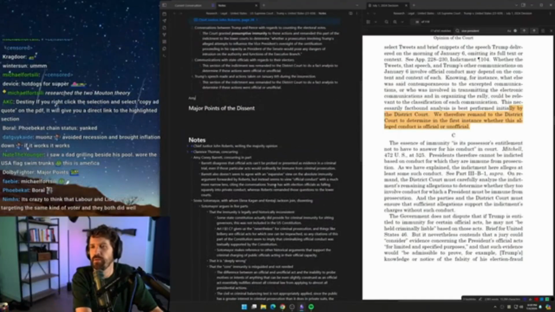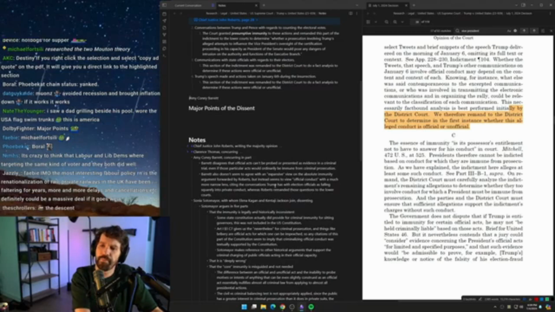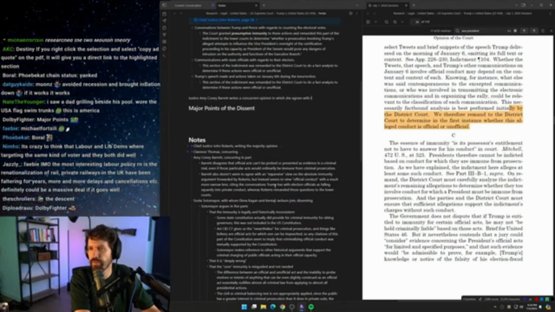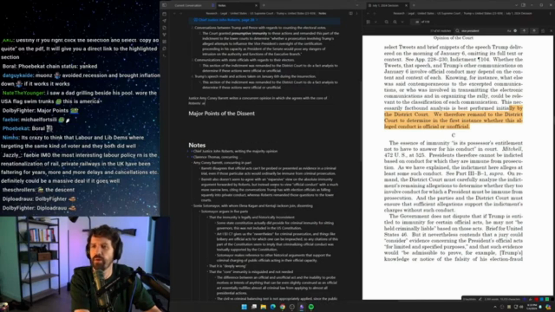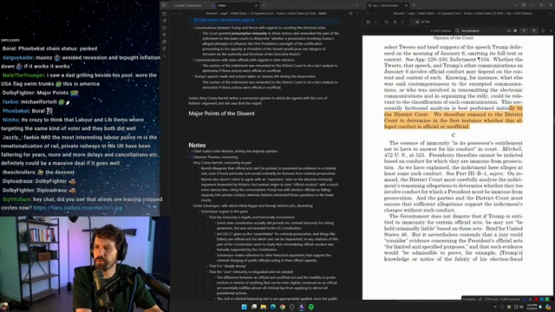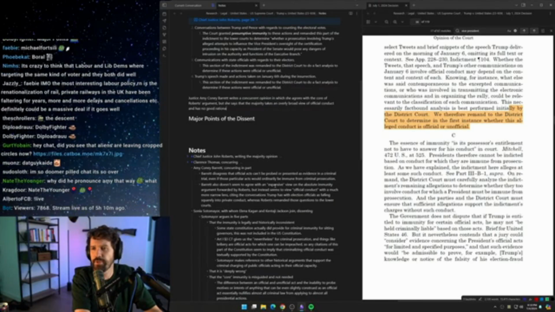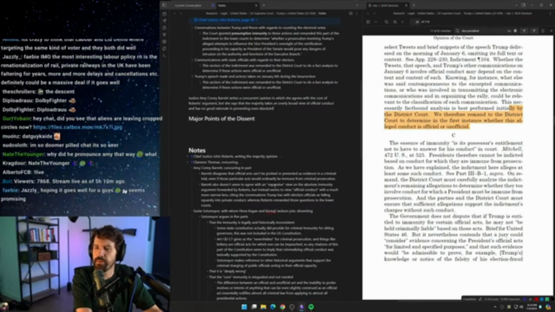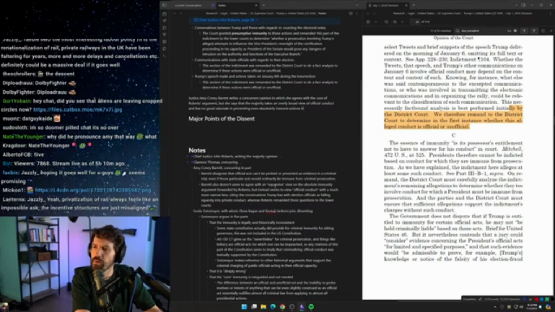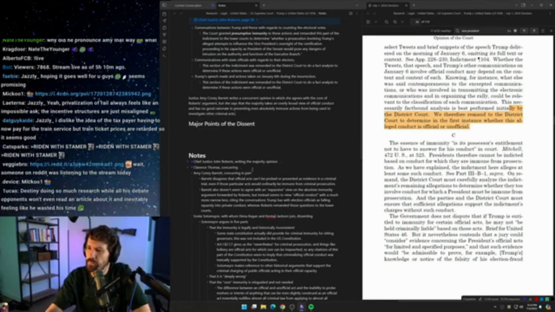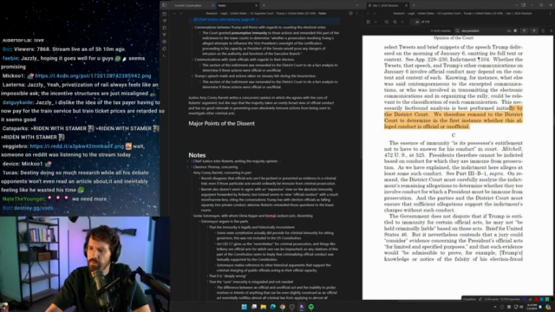Should probably include here Amy Coney Barrett. Concurring opinion in which she agrees with the core of Roberts' argument, but she says that the majority takes an overly broad view of official conduct and has no good rationale in preventing even absolutely immune actions from being used to investigate other criminal acts. I think. Okay.